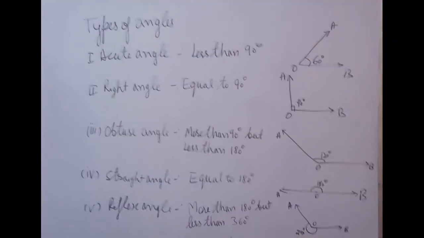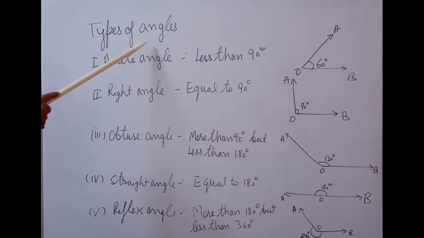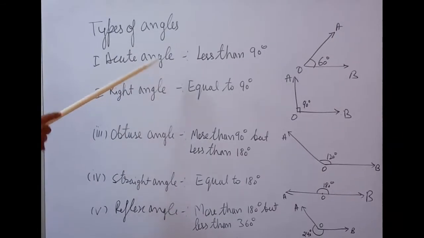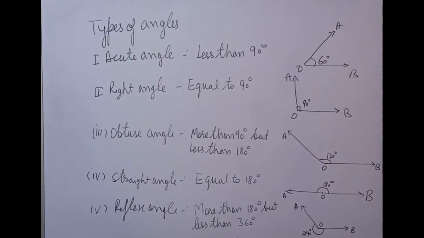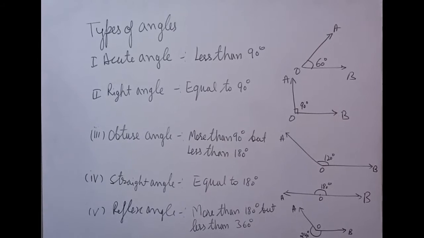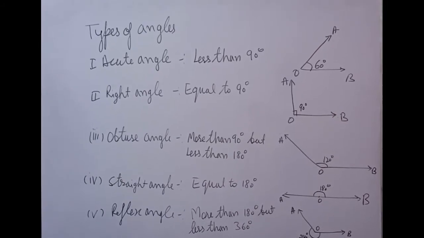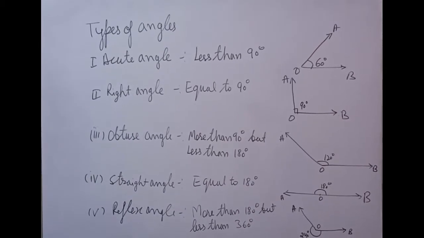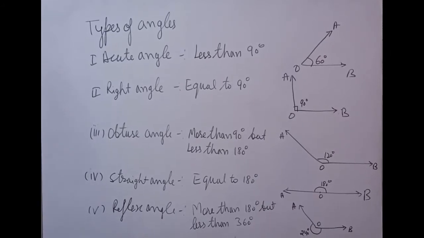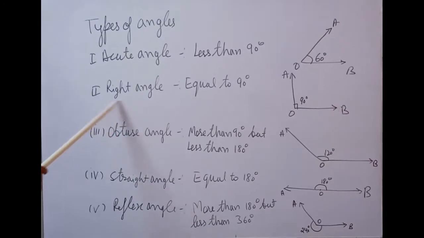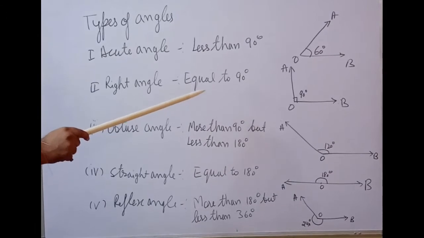Children, now we will study the types of angles. Here are the types of angles. First is the acute angle. An acute angle is always less than 90 degrees. The angles 60 degrees, 40 degrees, 70 degrees, all are known as acute angles. Second is the right angle. It is equal to 90 degrees.